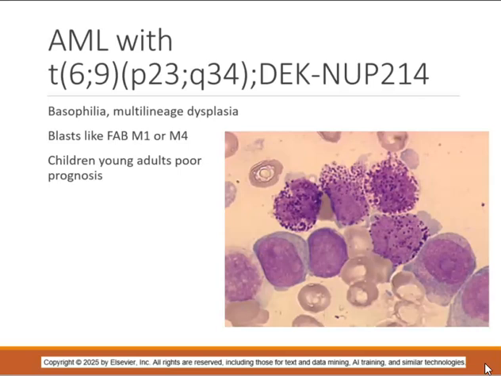Okay, AML with translocation 6;9. This is more of a basophilic look, and you can see some of those basophils in there. Remember, the basophil granules have heparin and histamine, and they are water soluble, so you have to be careful with the staining that it doesn't wash it off. Usually that's seen in younger children and does not have a very good prognosis at this time.